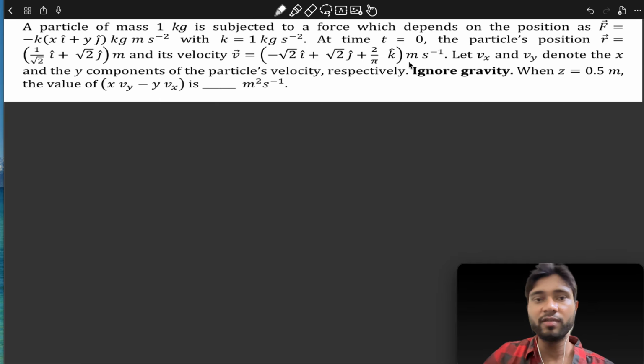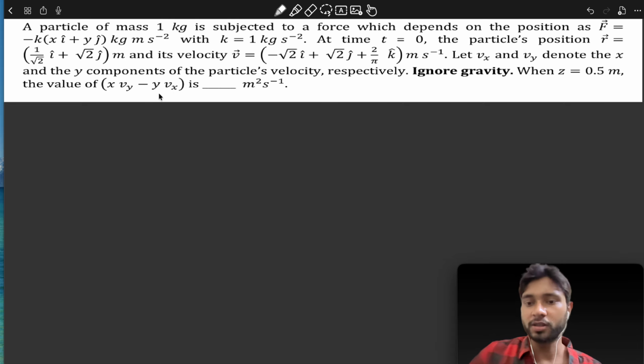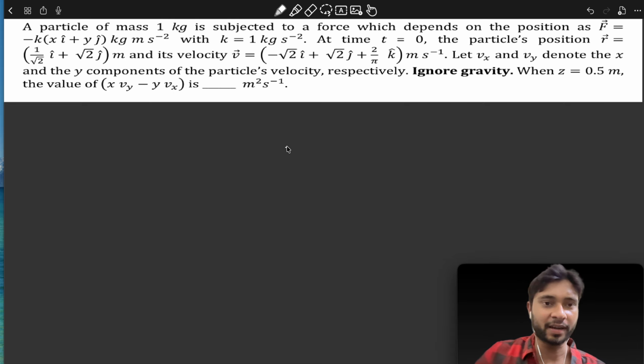Let Vx and Vy denote the x and y component of the particle velocity. Ignore gravity. When z is equal to 0.5 meter, we have to calculate the value of x Vy minus y Vx, where x and y are the coordinates, and Vy and Vx are the velocity in the y and x direction respectively.